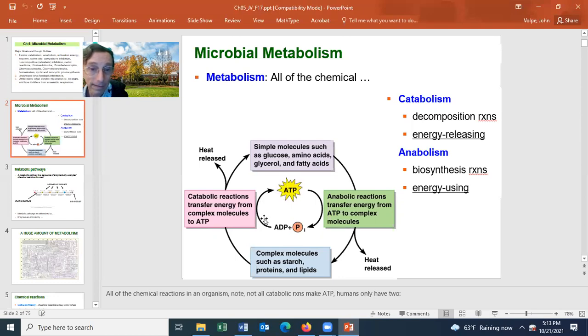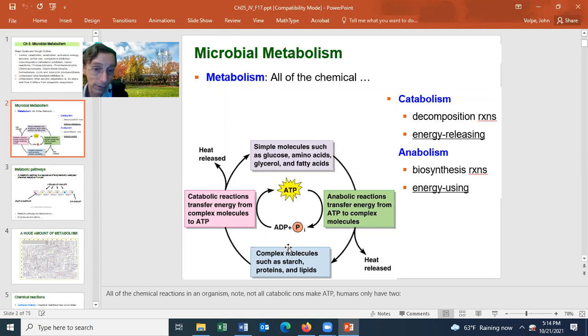Okay, our cells are very lousy at converting one form of energy into making ATP and then converting that larger molecule into smaller molecules, meaning all of the catabolic reactions occurring in your cells, with the exception of two, do not make ATP. Is everyone clear on that? The vast majority of catabolic reactions in your cells do not make ATP.